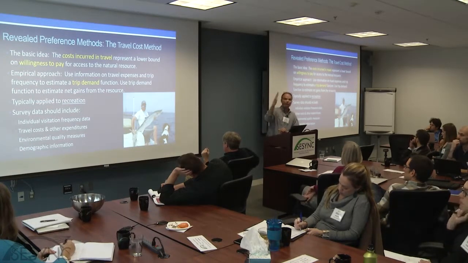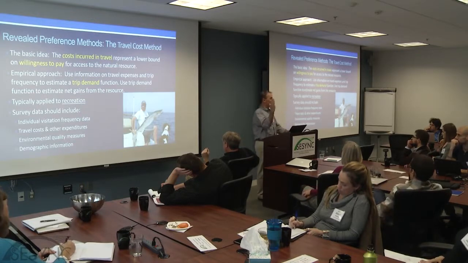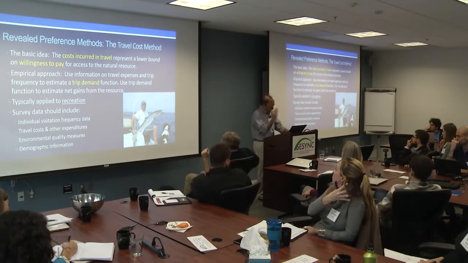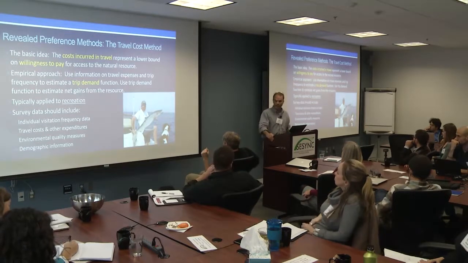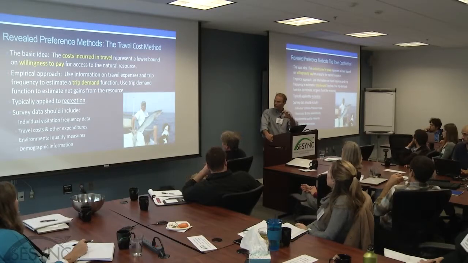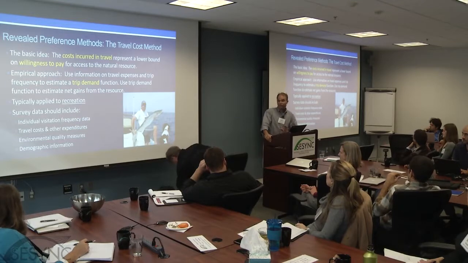We might be able to shift that trip demand function with changes in quality of the resource and understand the value of lost quality or improved quality at the resource. We're going to collect survey data. So most often it's recreation applications, and we're going to collect data from recreationists. We need trip frequency data. We need a travel cost measure, and typically we can just use travel distance as a proxy, and we can back out an expected travel cost if we have travel distance. We need measures of environmental quality at the site, and we need lots of demographic information.